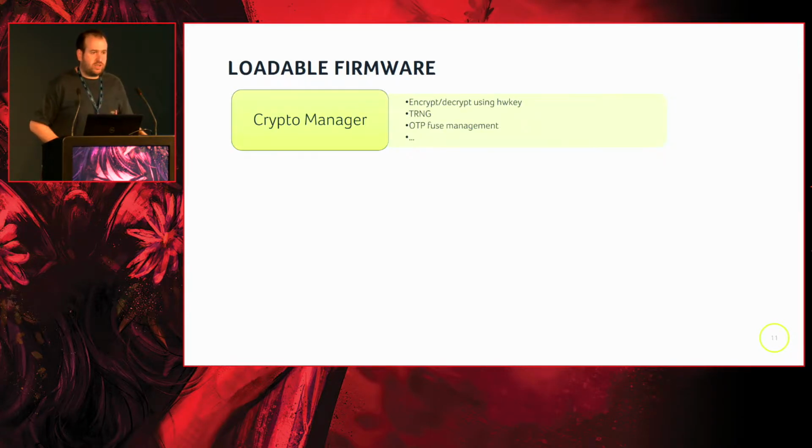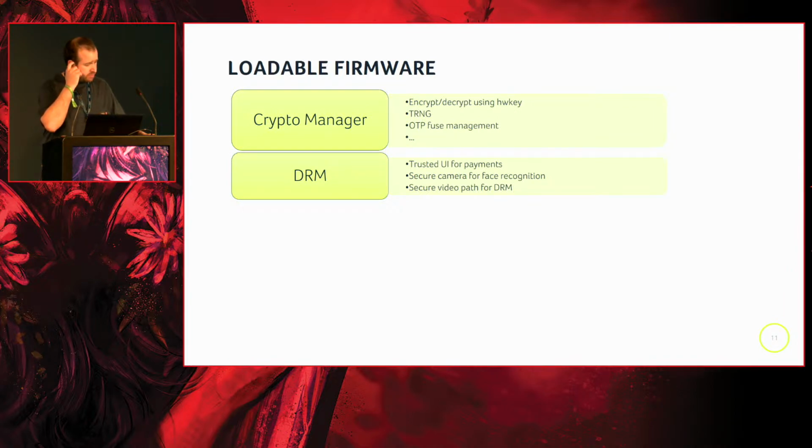As I mentioned, there are multiple loadable firmwares. We're going to list them here from the biggest to the smallest. This is the crypto manager. It has a lot of code because it has to implement all the cryptographic functionality that is done by the hardware. It does encryption and decryption using the hardware key, random number generation, OTP fuses, and so on. Then we have a DRM loadable firmware, which is used for trusted UI for payments, so when you enter your PIN, secure camera for face unlock, and secure video path for DRM.